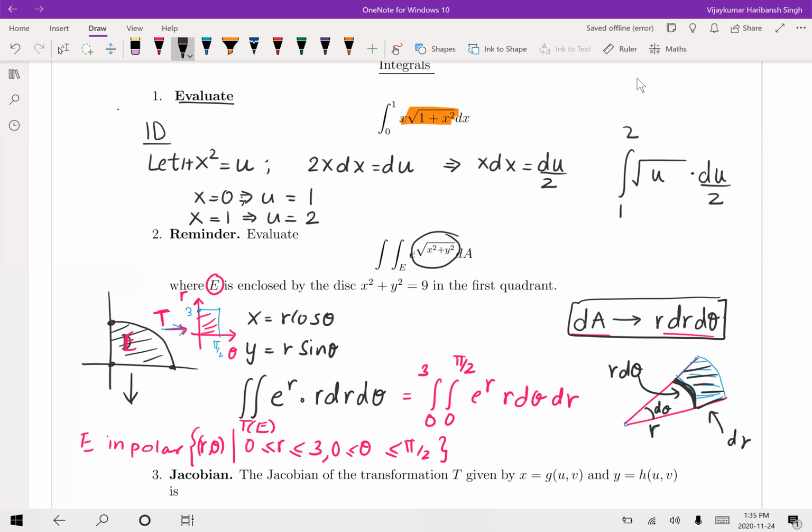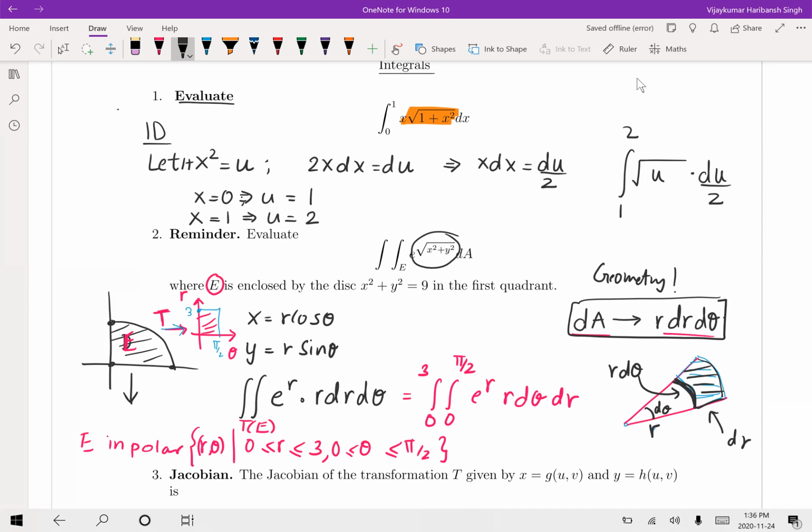So your area element dA has changed to r dr d theta. So this is using the geometry of it, right? The geometry of the area element you are choosing. So you're using small polar rectangles to find out the whole integral.